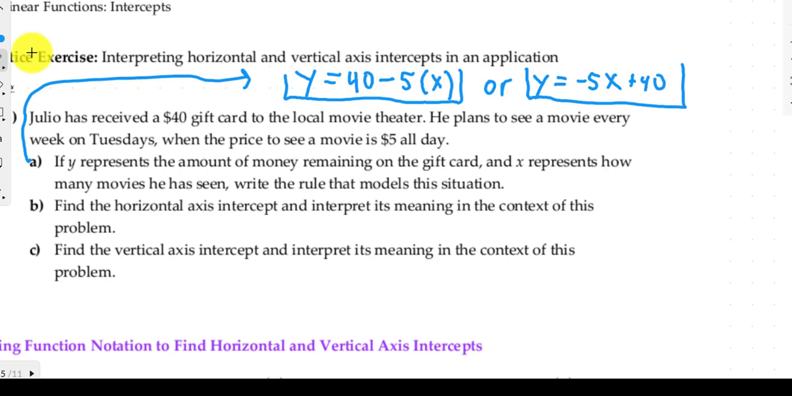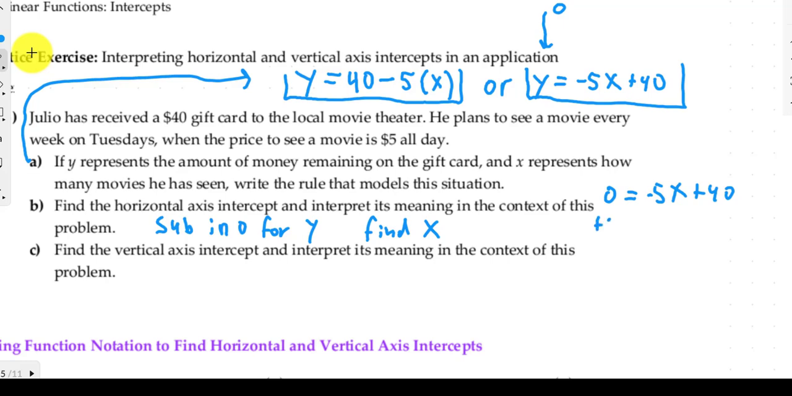Letter B says find the horizontal intercept and interpret the meaning. So for the horizontal intercept, this is where you sub in 0 for Y, and then you would find X. So if I sub in 0 for Y, that's me putting a 0 in here, I'd be left with 0 equals minus 5X plus 40.